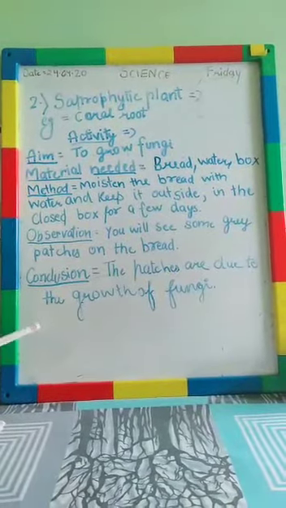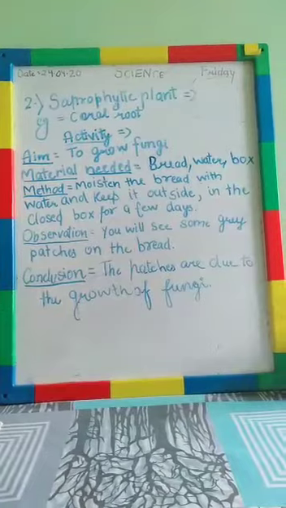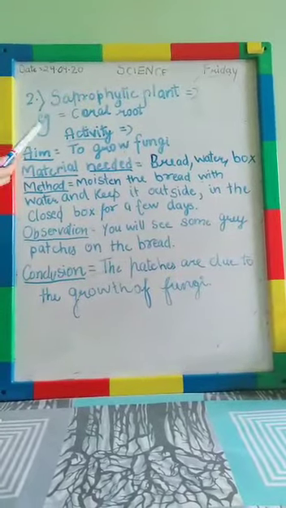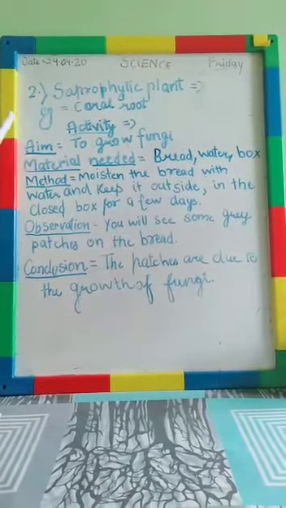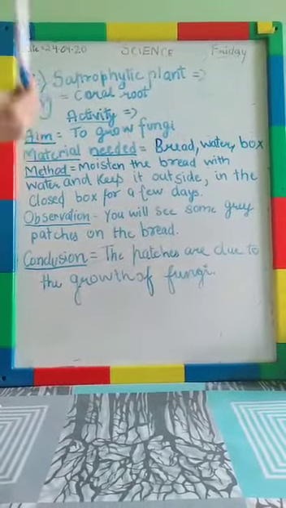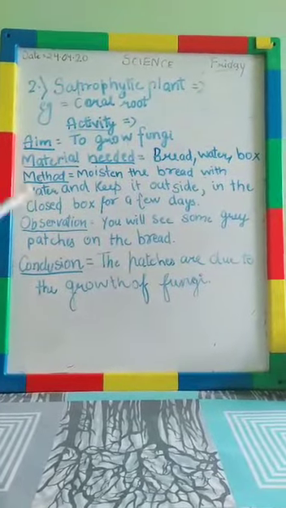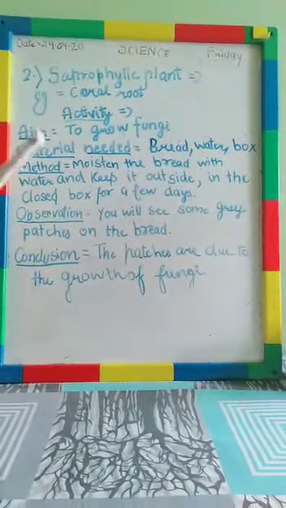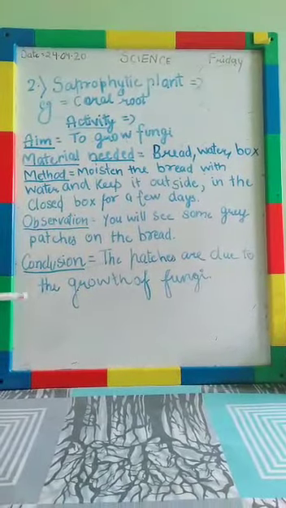So students, you understand about heterotrophic nutrition and the types of heterotrophic plants. Today we have discussed parasitic plants and saprophytic plants. So students, in tomorrow's class we will discuss the third and fourth types of heterotrophic nutrition. I hope you get it very well.